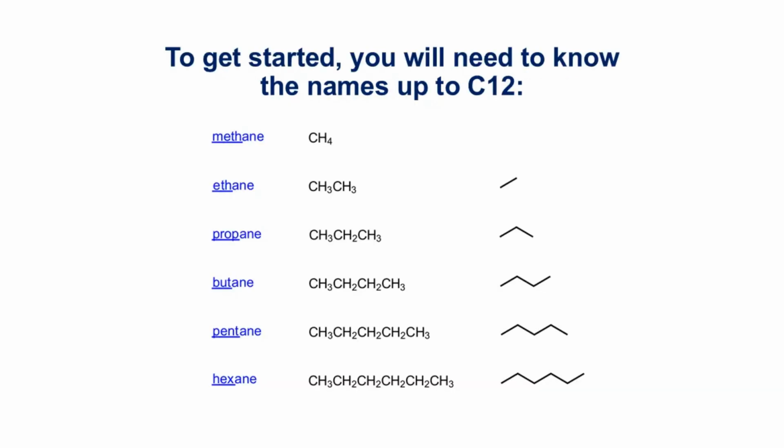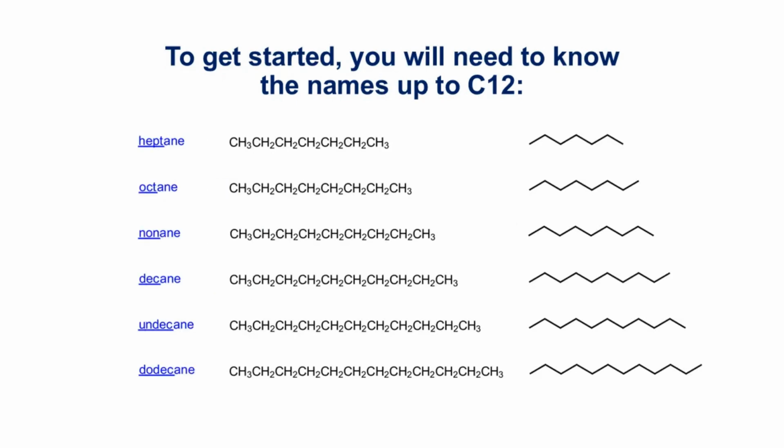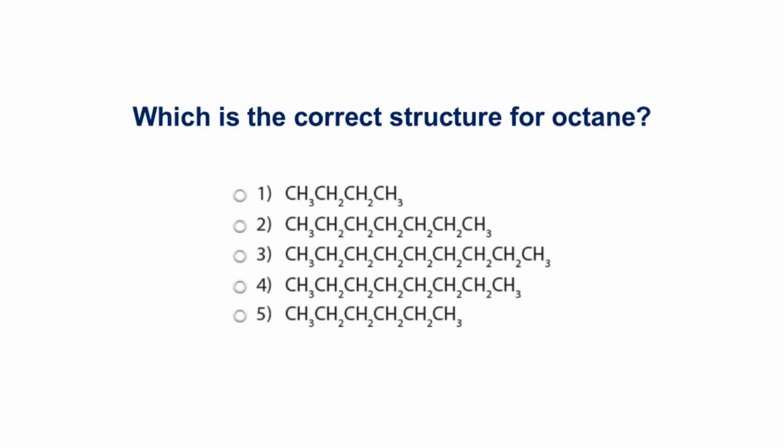The first thing to learn are the prefixes for the C1 to C12 alkanes: 1 carbon, methane, 2 carbons, ethane, 3 carbons, propane, etc. Once we get past C4 and butane, the names take on familiar Greek prefixes such as in heptane and octane, and then Latin prefixes in decane and undecane. To check your knowledge, which molecule represents octane? Octane contains 8 carbons, so the fourth option matches.